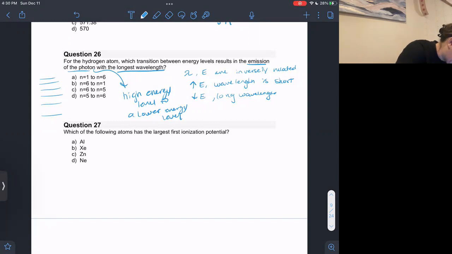So this is low to high, so this cancels out. This is high to low. This is high to low. This is low to high. Okay. So I either have 6 to 1 or 6 to 5. If I go from 6 to 1, that's a big change in energy, and a big energy means a short wavelength. So it's not going to be that one. So I think it's going to be 6 to 5, because that would be a small change in energy, and a small amount of energy would be a long wavelength. Yeah, I like that. C is going to be my answer choice here.